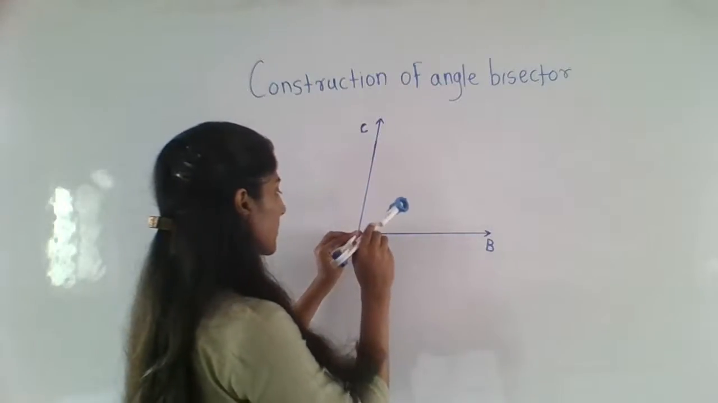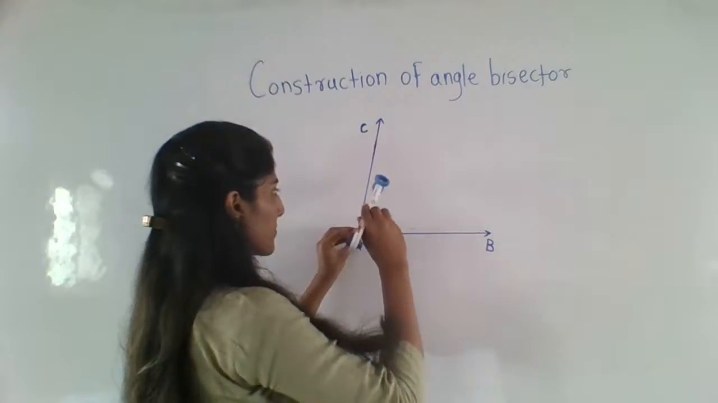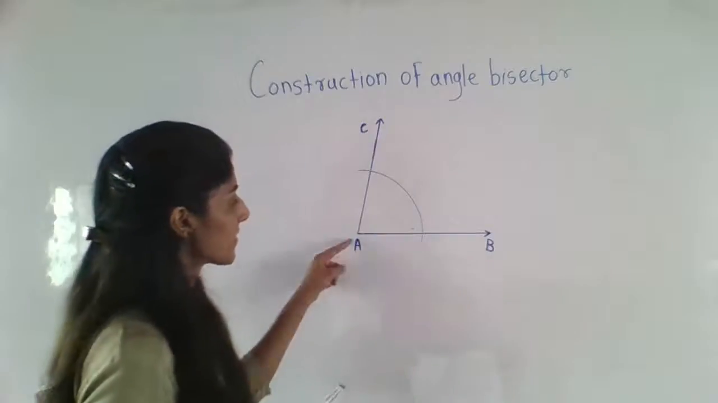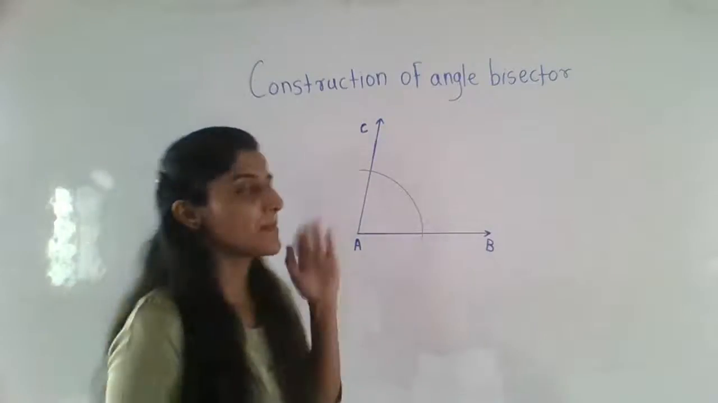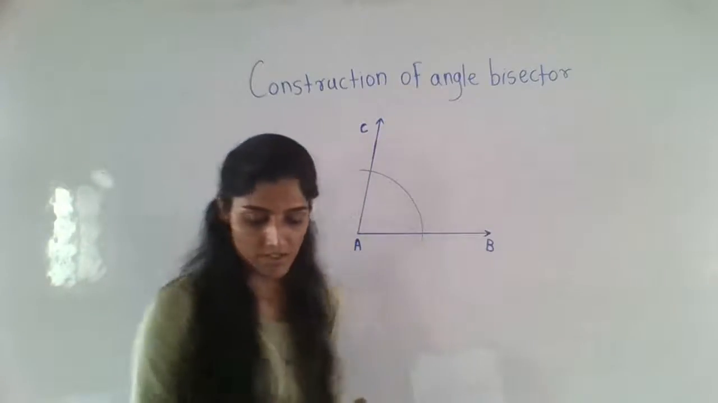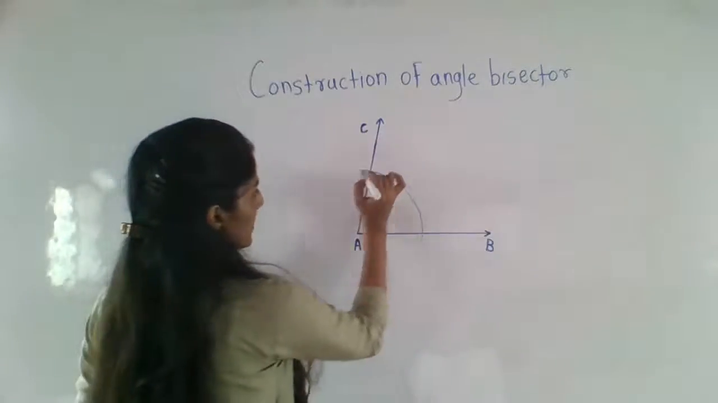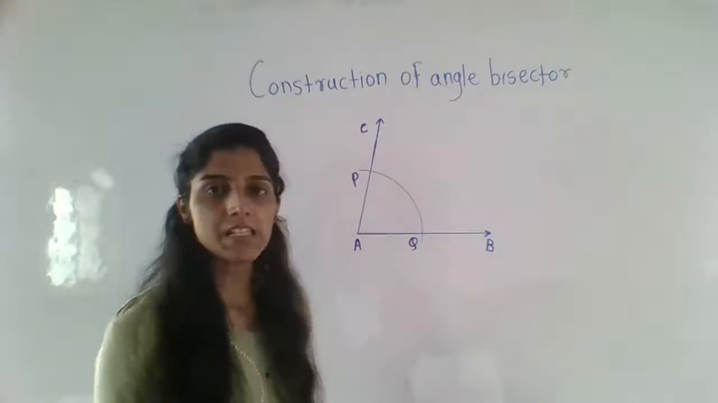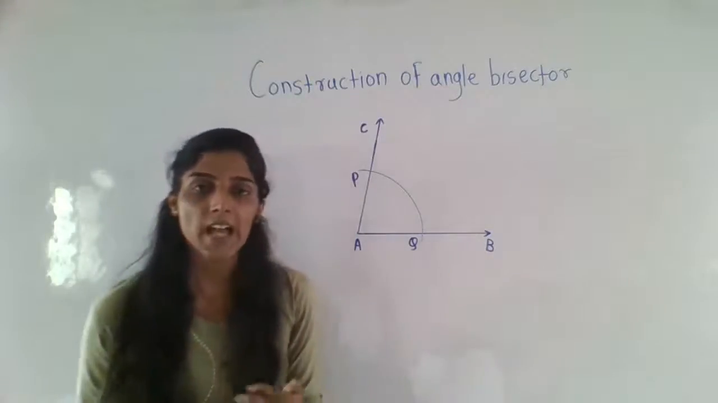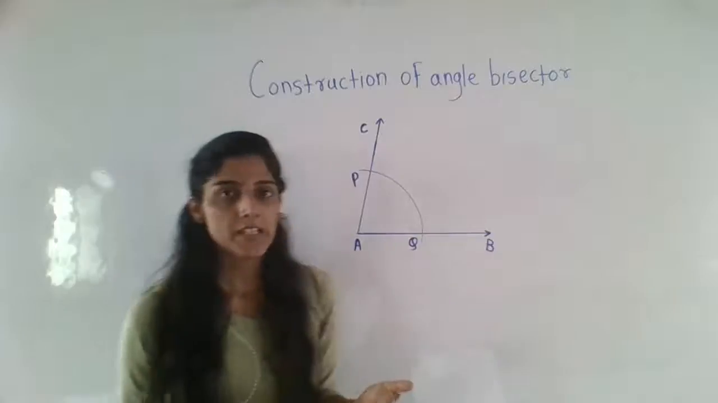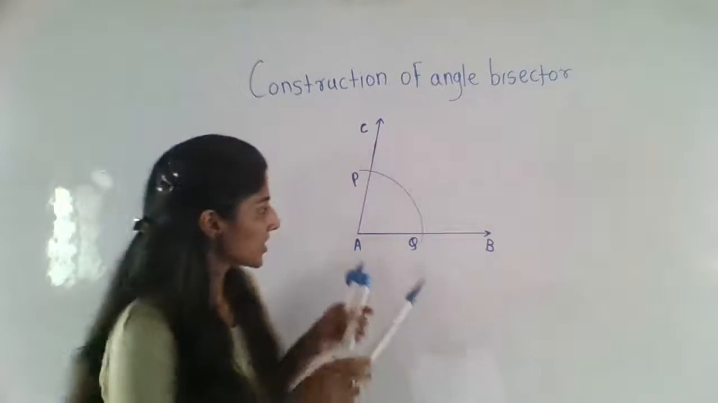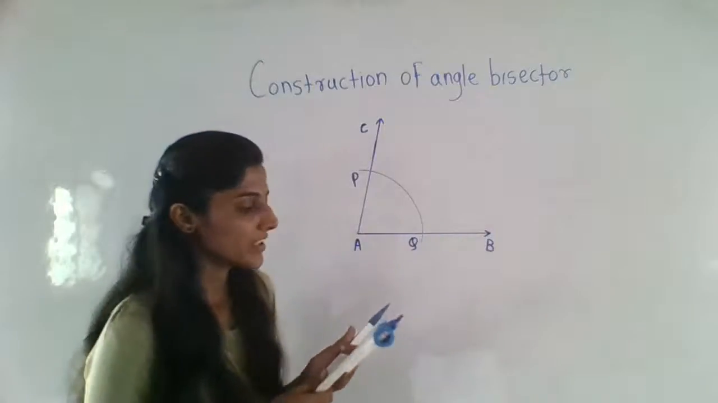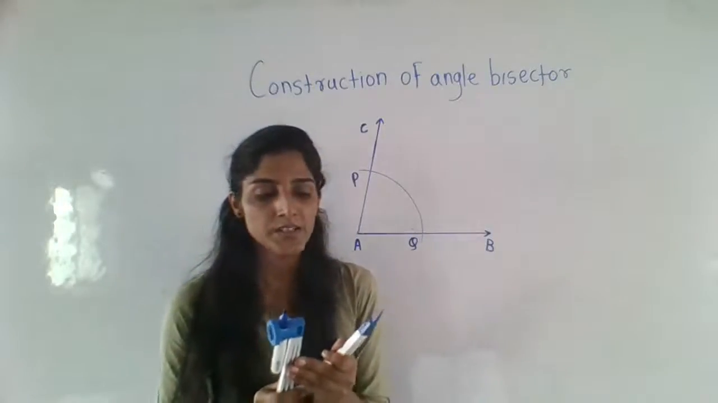Keep the point of the compass and draw an arc which cuts the ray AC and ray AB at different points. Now you can name the points of intersection as P and Q. This is our first step for drawing the angle bisector. Now see the next step. Now you can change the distance or keep the distance as it is. Here I will change the distance a little bit.